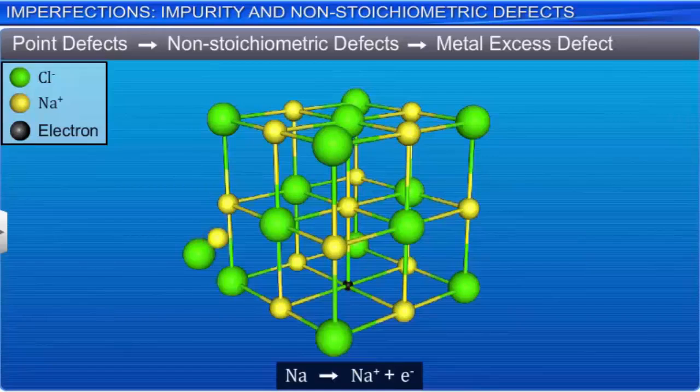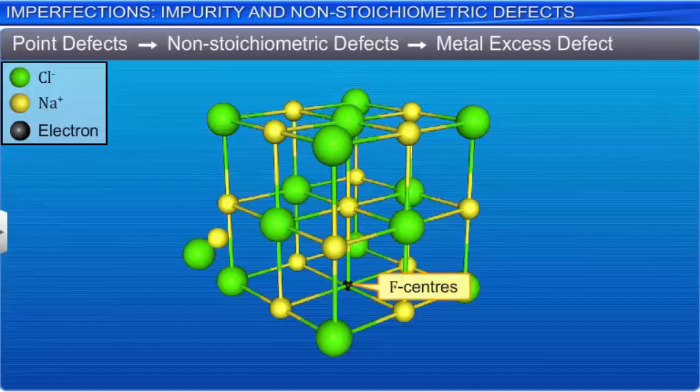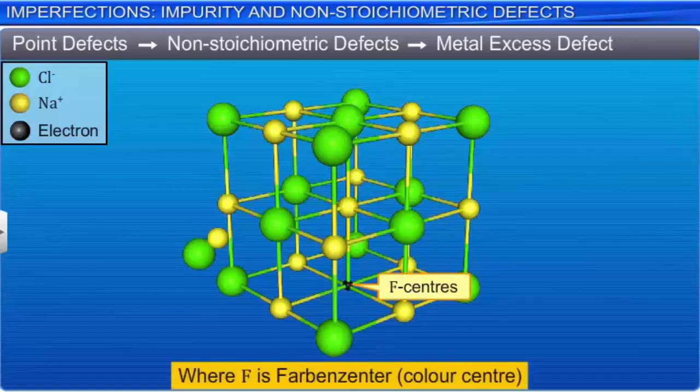The electrons so released diffuse into the crystal and occupy the anionic sites created by the diffusion of the chloride ions. As a result, the crystal now has an excess of sodium ions. The anionic sites occupied by unpaired electrons are called F centers. Here, F stands for Farben-Center, a German word that means color center.